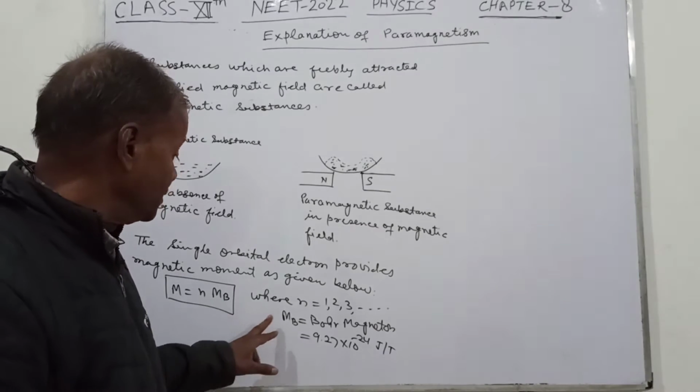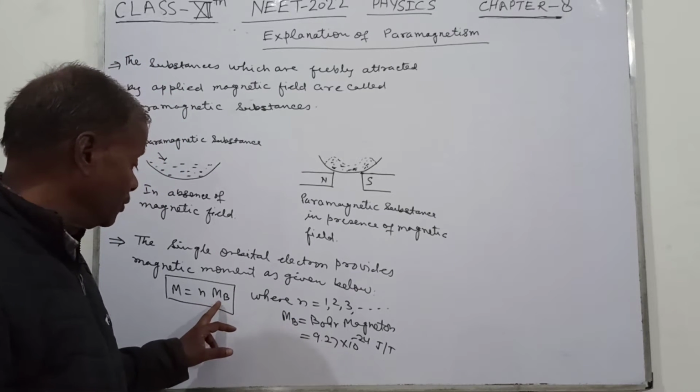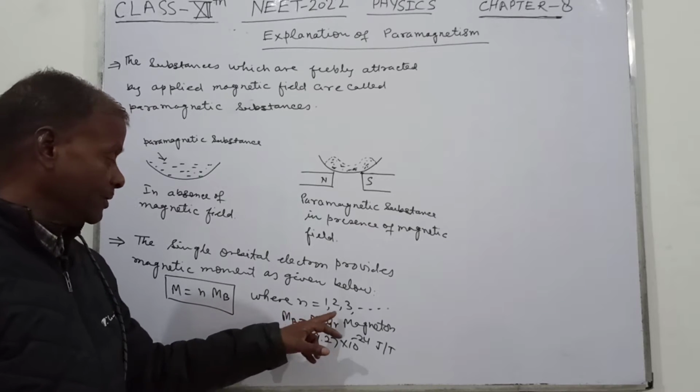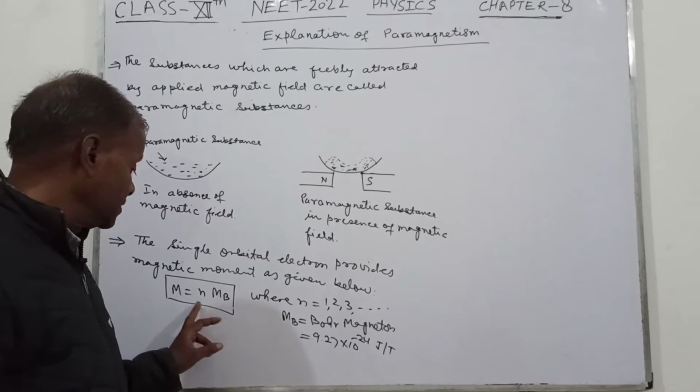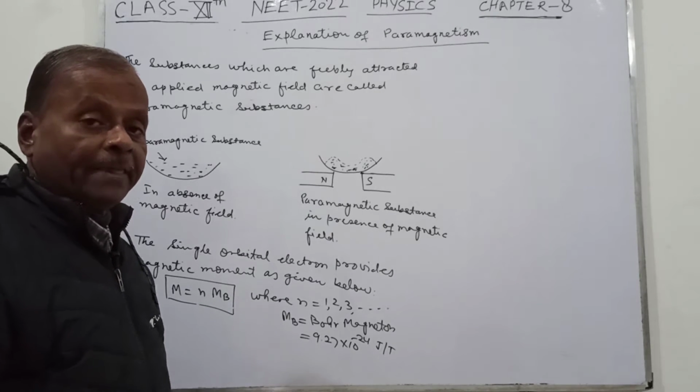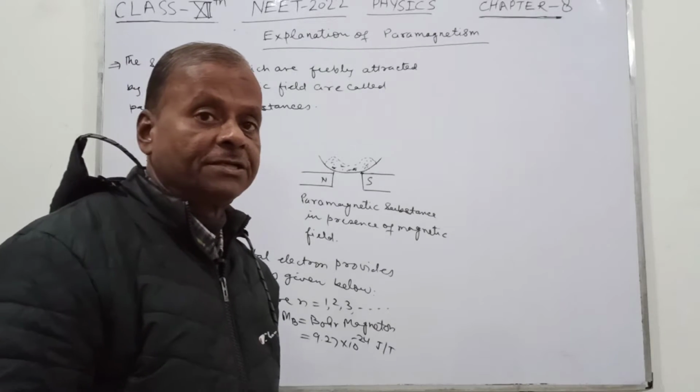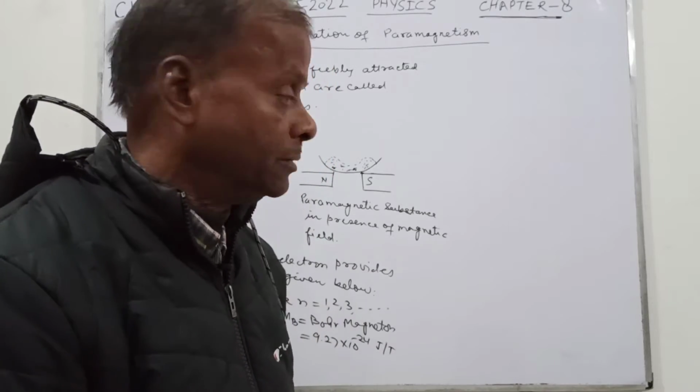If the electron is in the first orbit, then this will be only 1 MB. If it is in the second orbit, then 2 MB. If it is in the third orbit, then 3 MB. So, as the principal quantum number increases, the magnetic moment increases.